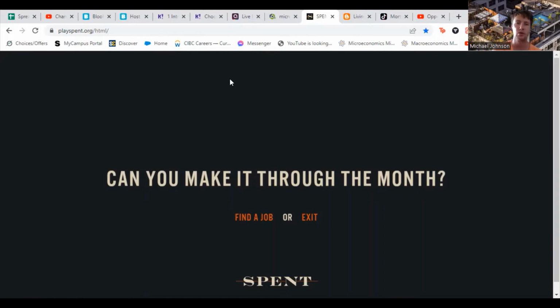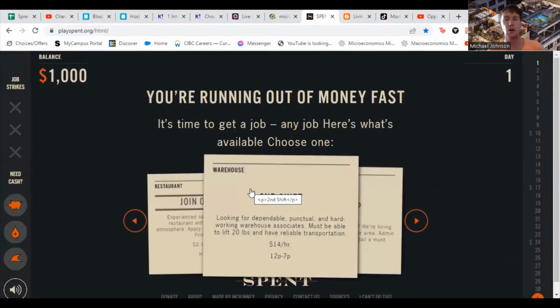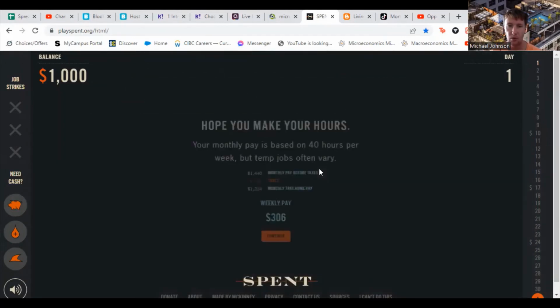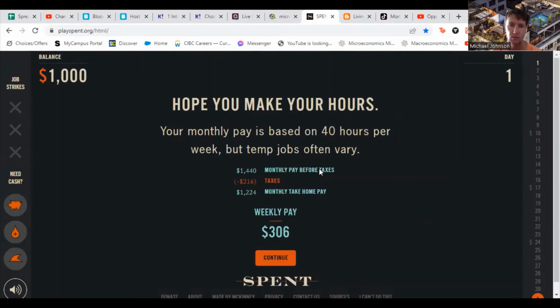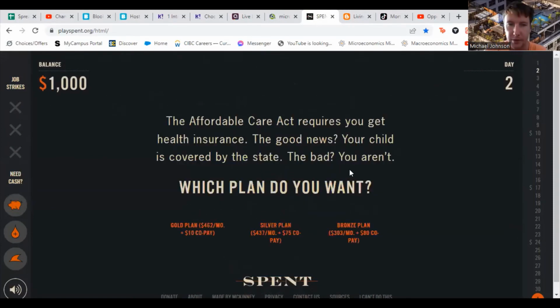Out of the jobs that you can pick, would you do this job? Second shift, $14 an hour. Would you do this job? Oh, wait, what happened? Oh, sorry, I selected that one. I apologize. So I selected the $14 an hour job.